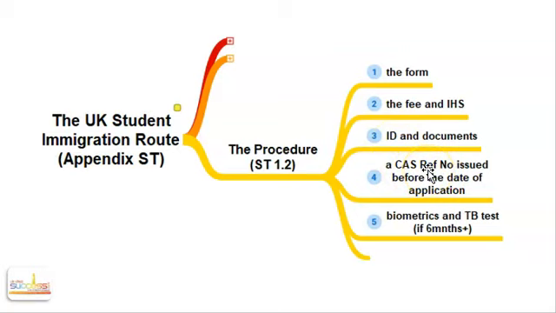Well, it's a virtual document, and all you have to do is just insert the reference number. And of course, it should not be older than 6 months, and it should be valid at the date of application. And finally, you'll need to submit your biometrics. And if you intend to study for more than 6 months, then you'll need to also pass the tuberculosis test.